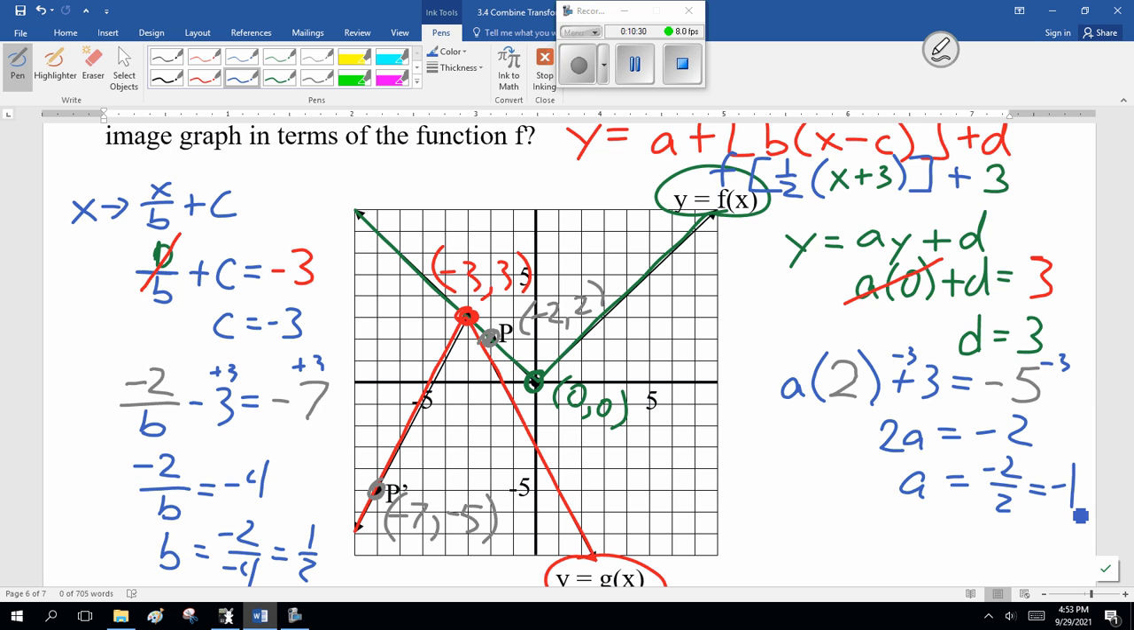Oh, wait a minute. No, God, no. I'm getting old. Forgive me, ladies and gentlemen. Minus 5 minus 3 is minus 8. Minus 8 divided by 2 is minus 4. I hate this getting old.